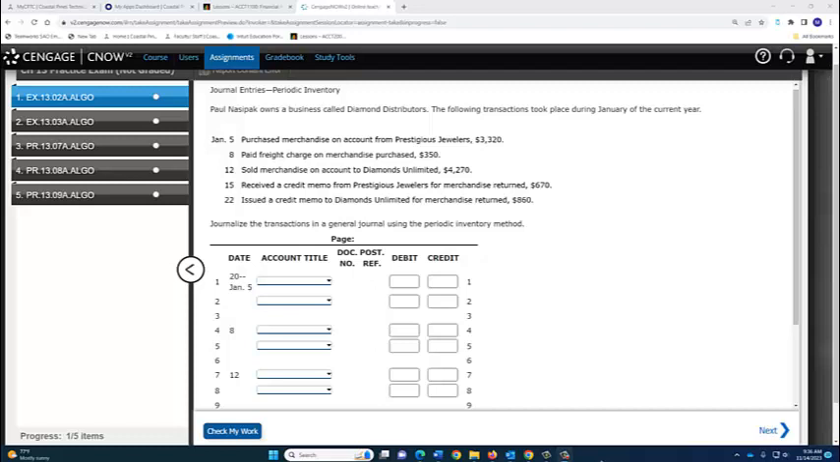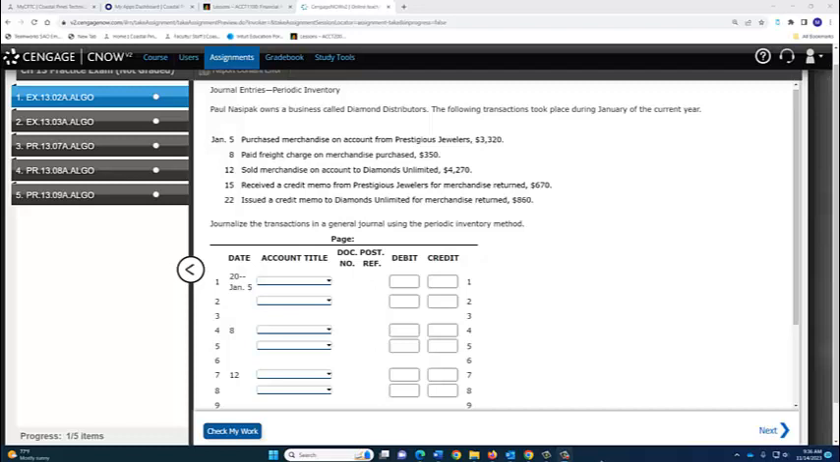And remember, under the periodic method, the merchandise inventory account is only correct periodically, which means it's really only correct at the end of the year. When we buy inventory, we're going to enter it into the purchases account, not the merchandise inventory account. And then we adjust merchandise inventory at the end of the year after we take a physical inventory.